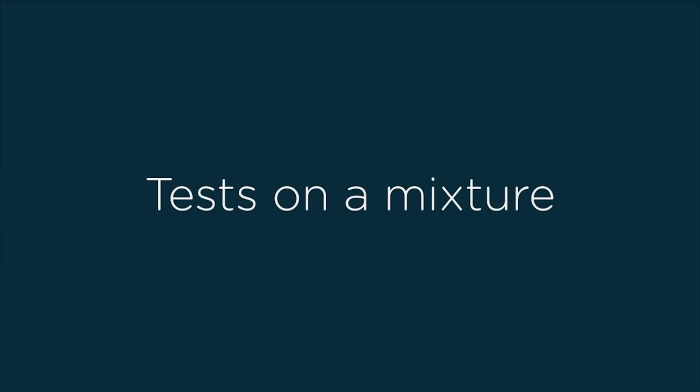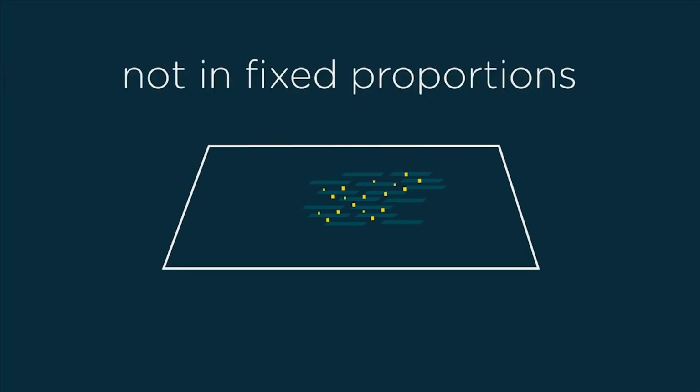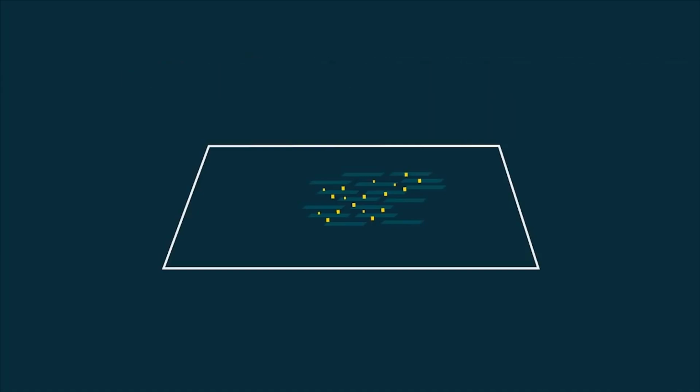Now performing tests on a mixture of iron and sulfur. Some iron filings and sulfur powder are mixed together on a piece of paper. We have a mixture of iron and sulfur. If we add a bit more iron and we mix, we still have a mixture of iron and sulfur. This is because the components of a mixture are not in fixed proportions. Let us now perform the same 4 tests on this mixture of iron and sulfur.